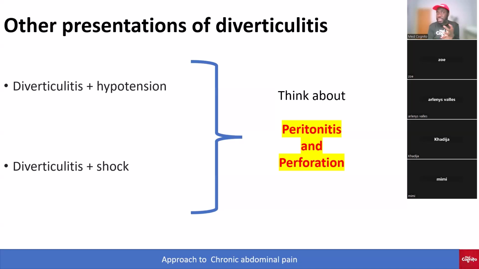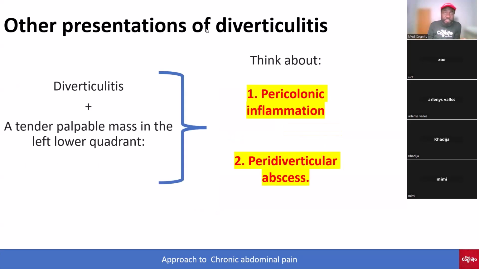Peritonitis and perforation. Please, doctors, is that clear? Can I move on? I really want us to be able to pick up the clues if we are met with any case. So if I see diverticulitis with hypotension, or diverticulitis with shock, perforation, that's all I'm going to think about.